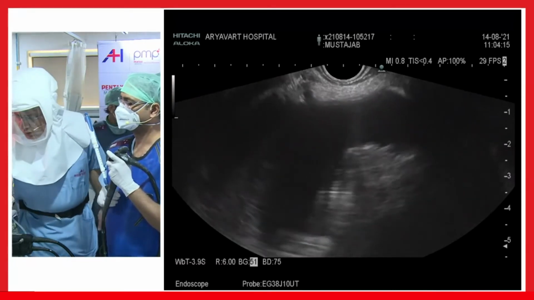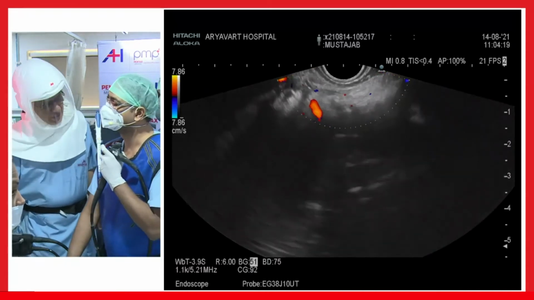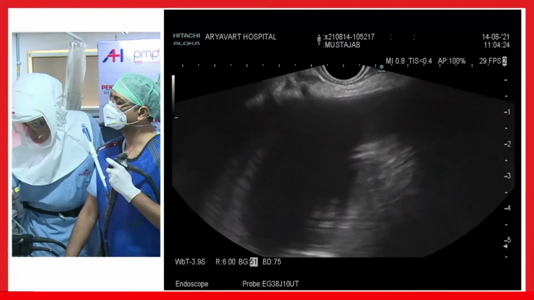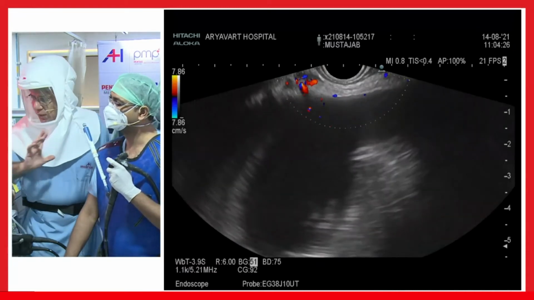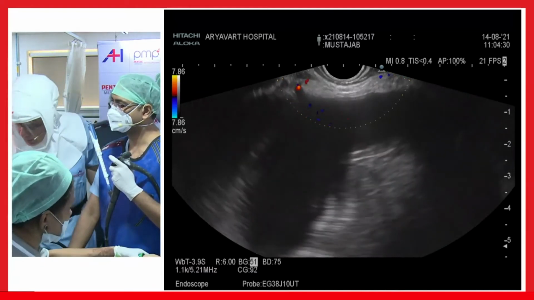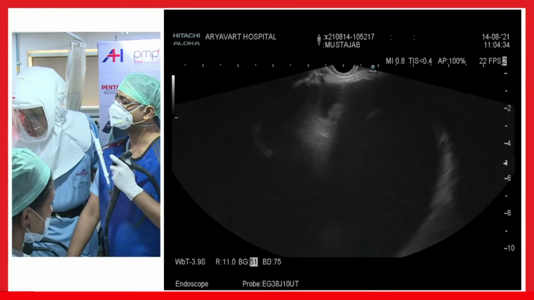So what Dr. Deepak did was he applied color Doppler to see the wall. He identified it, then he removed the color Doppler. At the time of applying color Doppler, it was zoomed up because we want to see everything properly. But then we removed the Doppler. Now we are decreasing the depth to see the whole of the cyst.